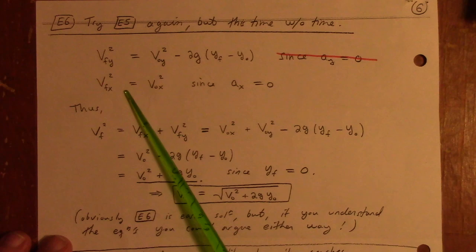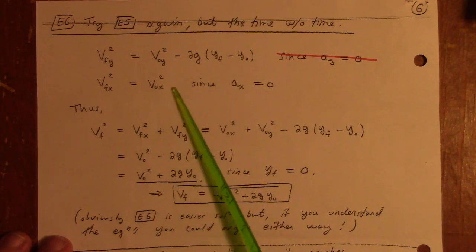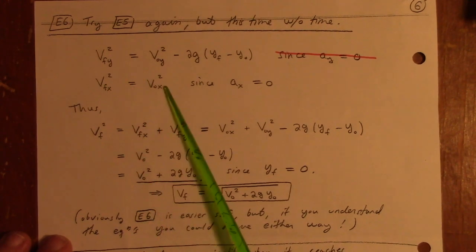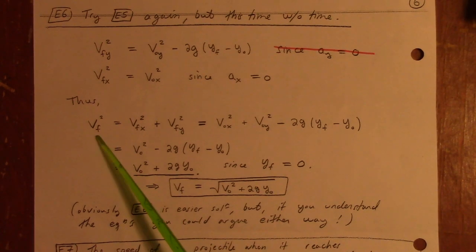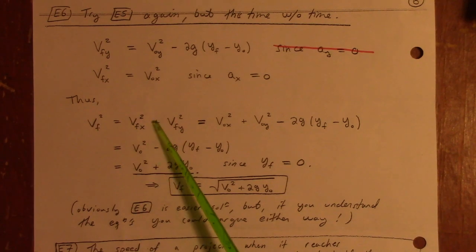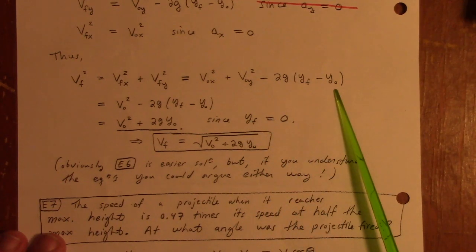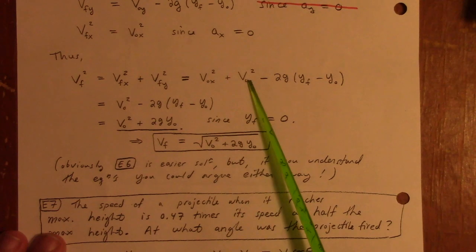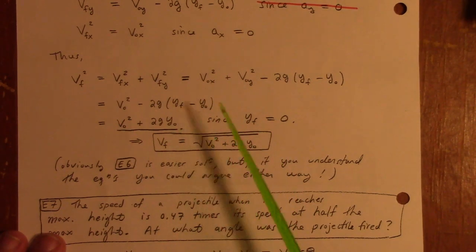On the other hand, since the x acceleration is zero, the timeless equation for x is kind of boring. It's just vfx squared equals v naught x squared. In other words, the initial and final x velocities are the same. Now the final speed squared is the x speed squared plus the y speed squared, which is this plus that. And v naught x squared plus v naught y squared is v naught squared. So, yeah, there it is.